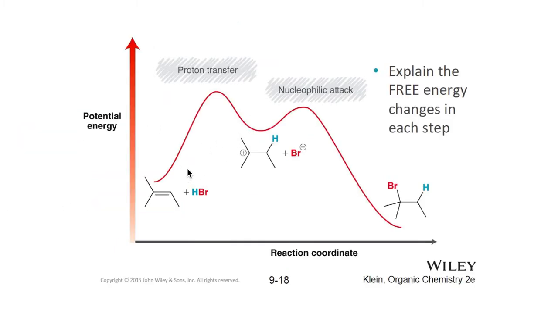Here is the energy diagram for a simple addition reaction. In the first step, we have that proton transfer, and remember the activation energy is the highest one because it's the formation of that carbocation, that intermediate. And the second one will be the nucleophilic attack of the Br to that carbocation that takes less energy. That's why this activation energy is smaller.